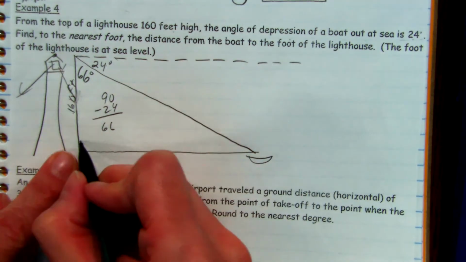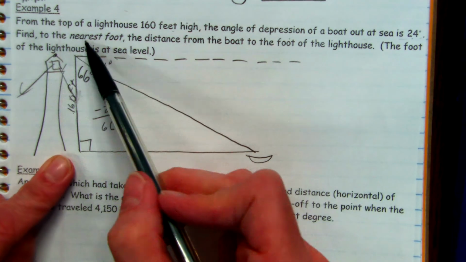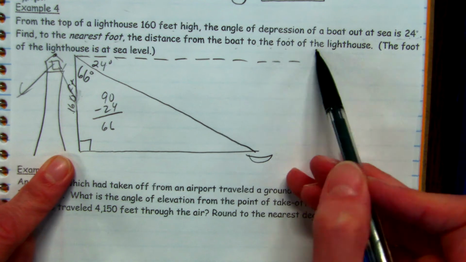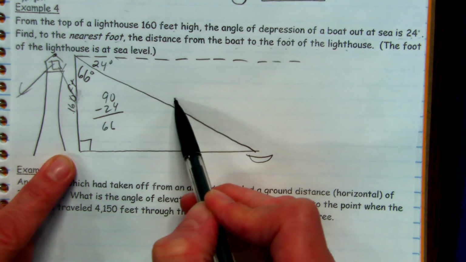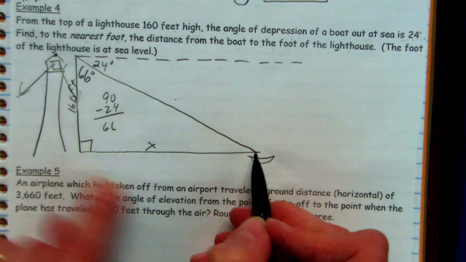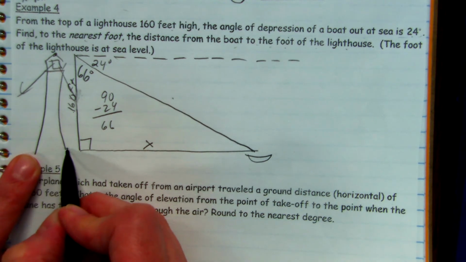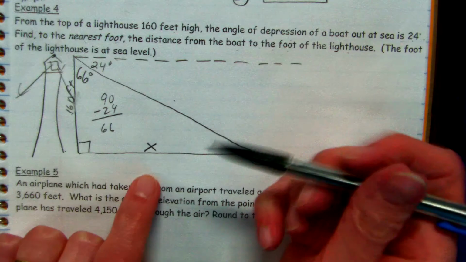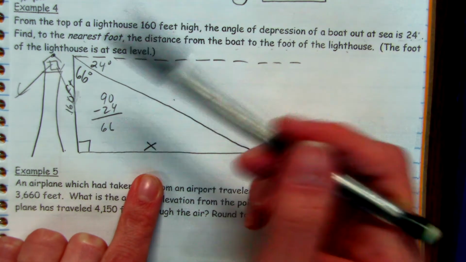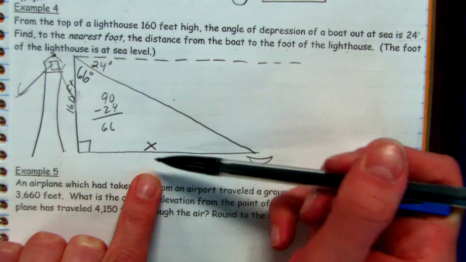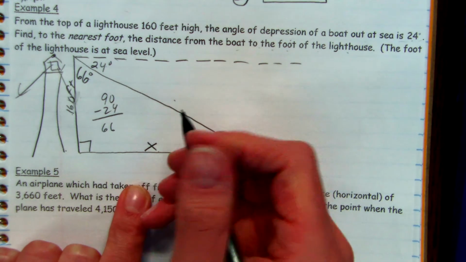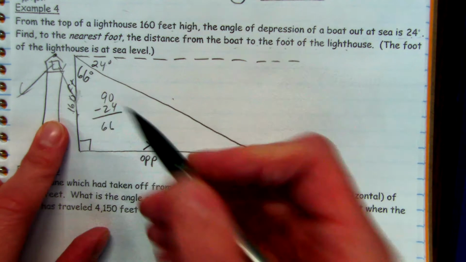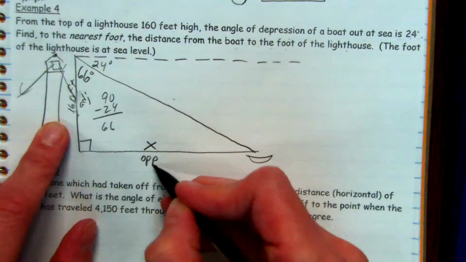We've got 160 here. There's my right angle. Find to the nearest foot the distance from the boat to the foot of the lighthouse. So am I going to put x here? No, it's got to go down here because they want from the boat to the foot of the lighthouse, which means the bottom, not the top. So these little details are what allow us to figure out where the x is going to go. Okay, so 66 degrees is here. That's the angle we're going to use. X is across from that. So what side would I label that with? Opposite. And then what's the 160 feet? Adjacent. Good. So I'm using opposite and adjacent.